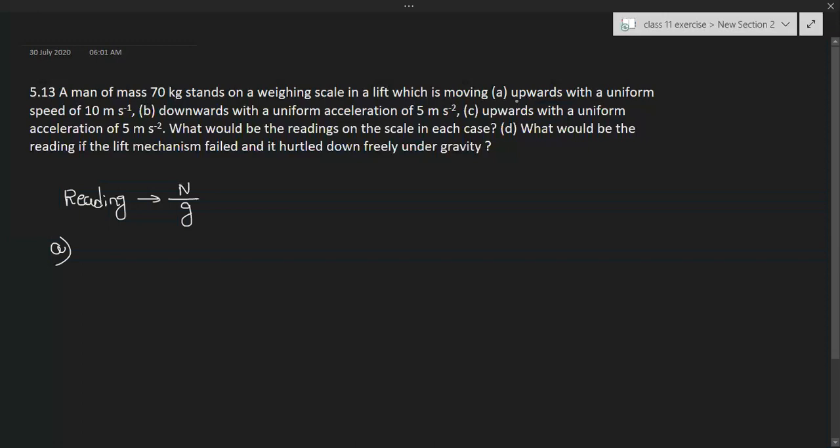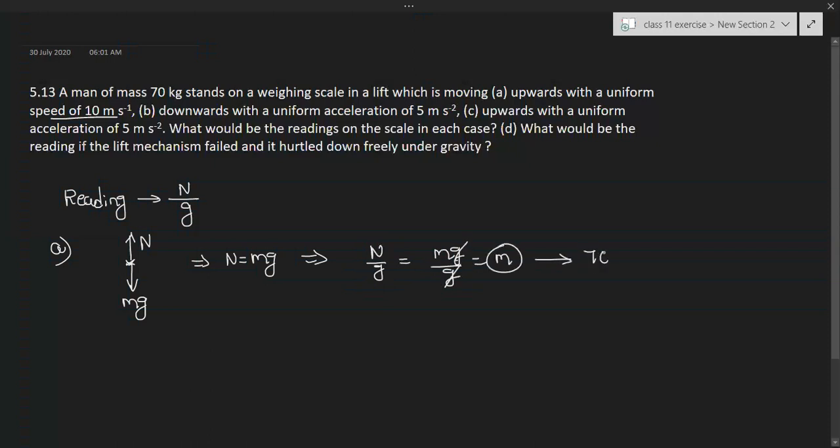The lift is moving upwards with a uniform speed of 10 meter per second. Now, if it is uniform speed, the net force is equal to 0. That means the downward force is nothing but his weight, and the upward normal reaction will be there. Both will be balanced so that net force equals 0. So that implies N equals mg. So the reading of the weighing scale is equal to N by g, which is mg by g, which is equal to m, nothing but 70 kg. This is the reading in the first case.